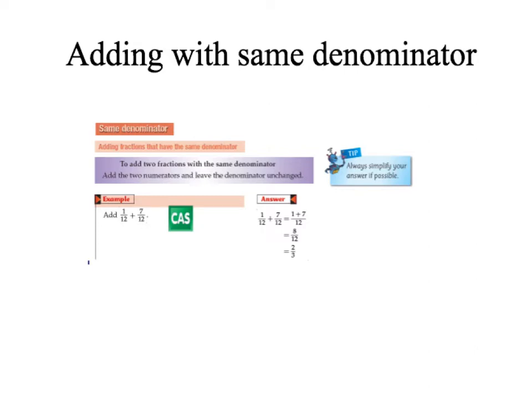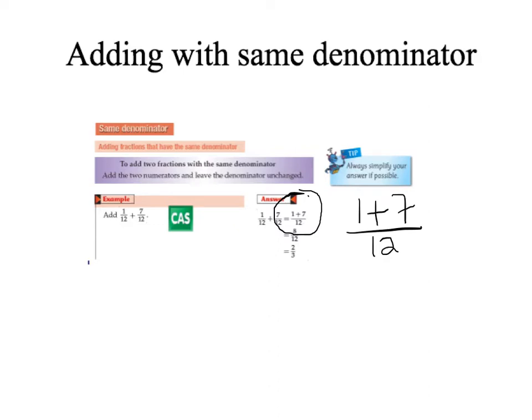This is a good strategy to use just right here, young people. If you have a look at this setting out that I'm circling just here, when you add fractions, set out what you need to add. 1 plus 7, and you put the 12 at the bottom. That just tells you that you're not going to add the 12s at the bottom.